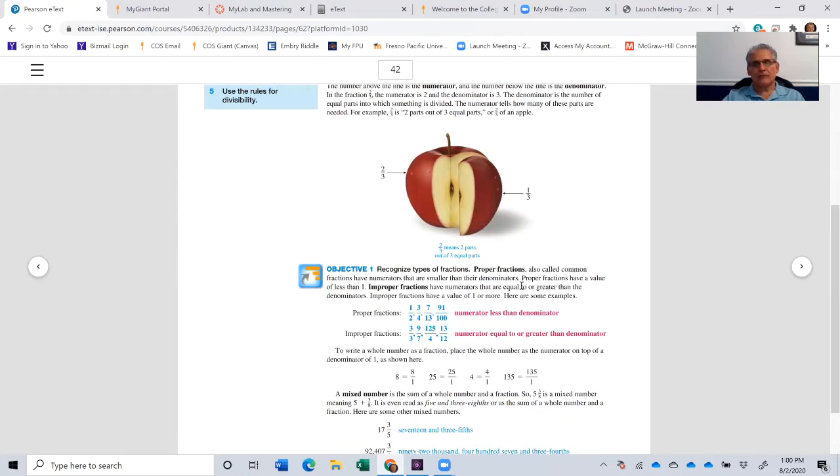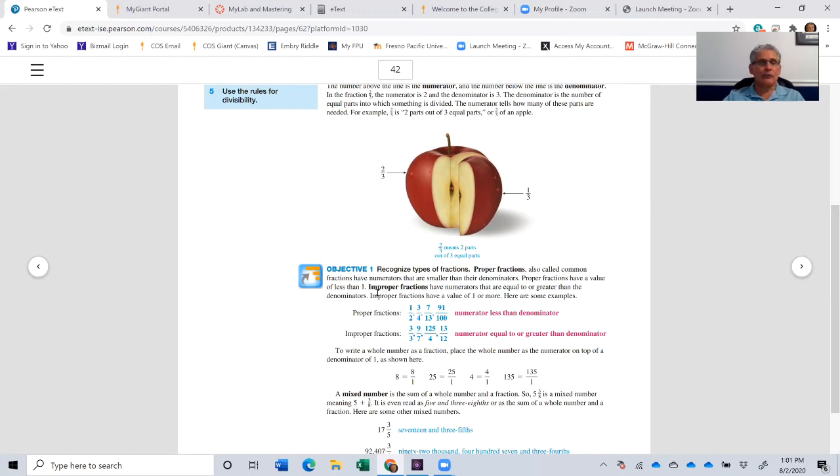There are different types of fractions. A proper fraction is also called a common fraction, and has a numerator that is smaller than its denominator. It's what we expect when we see a fraction. We expect the numerator to be smaller than the denominator. So proper fractions, as an example here, are 1 over 2, 3 over 4, 7 over 13, 91 over 100.